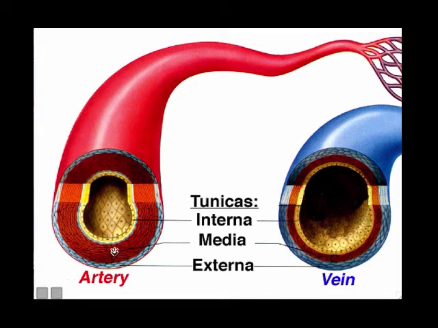Okay, so all arteries and all veins have a lumen, hollow space inside, and a tunica interna, tunica media, and tunica externa. So in that way, arteries are pretty similar to veins. Now let's talk about the differences.